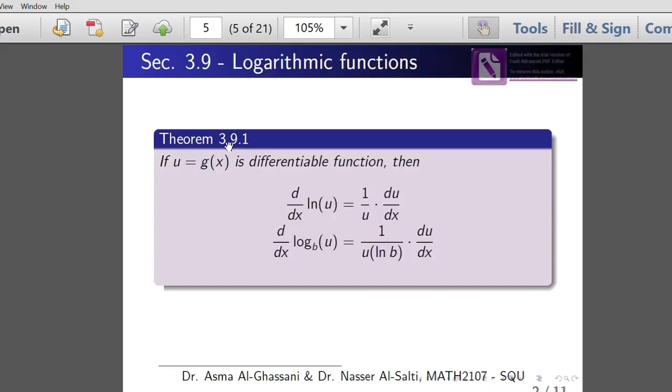So in brief, this is Theorem 3.9.1. If u equals g of x is a differentiable function, then the derivative of ln u is 1 over u times du over dx. We discussed previously that the derivative of ln x is 1 over x. But here it is the derivative of ln u with respect to x, so we need to multiply by du over dx. Whatever is inside the bracket, you have to differentiate it, which is why we multiply by du over dx. Similarly, the derivative of log u to the base b is 1 over u ln b, multiplied by du over dx.